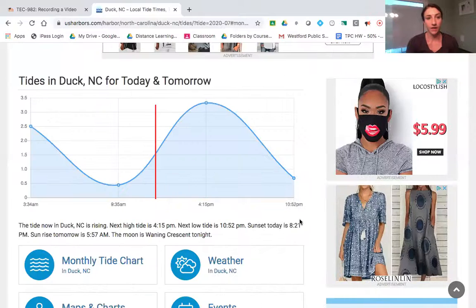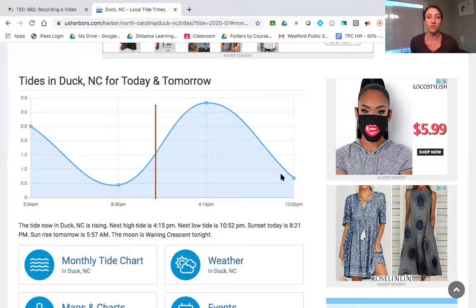You can actually take a look at the graph of those high tides and low tides and see that it looks like a periodic function, just like a sine function. So I'm going to show you what that might look like. So here, this is the tide for Duck, North Carolina for today and tomorrow. You can see that this looks really similar to our sine and cosine function.